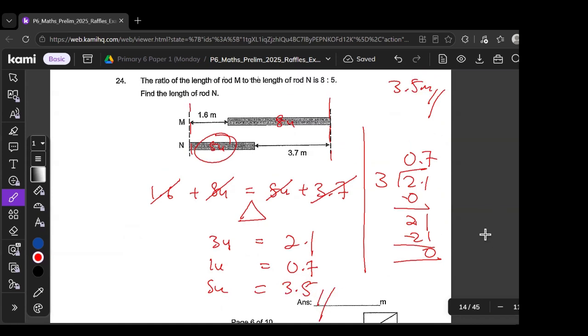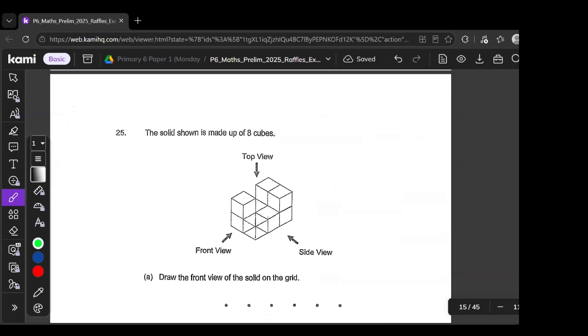So there's an important model drawing lesson here. What is the important model drawing lesson? Do you see a dotted line here? It means that on top is equal to bottom. Yeah, on top is equal to bottom. So you just have to add 1.6 plus 8 units, which is also equal to 5 units plus 3.7. Okay, this is part of the model drawing lesson. How to know whether they are equal? There are 2 dotted lines at the side. Very important. When you see 2 dotted lines, it means they are equal. Okay, question 25. Next one.